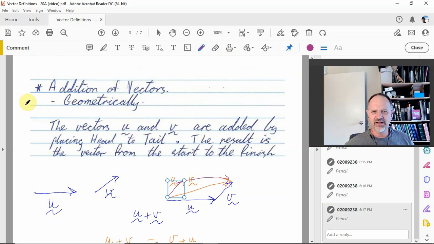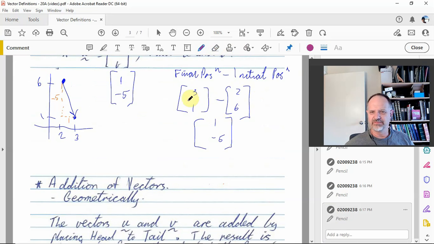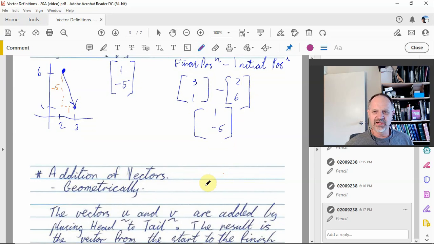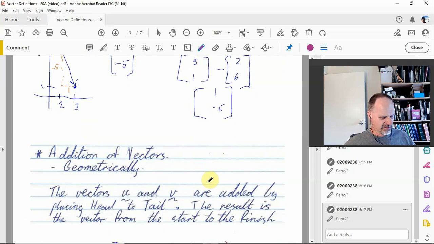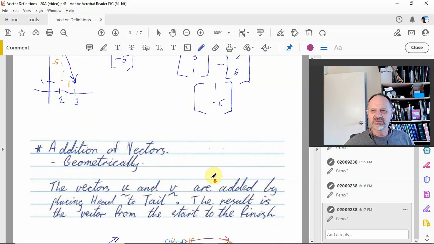Column vectors, if you're adding column vectors, well, I've subtracted column vectors there. Adding is again just like we do with matrices. So we would just add the corresponding elements together. So that one's a little bit more straightforward.